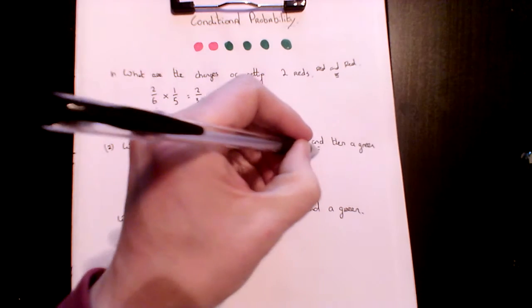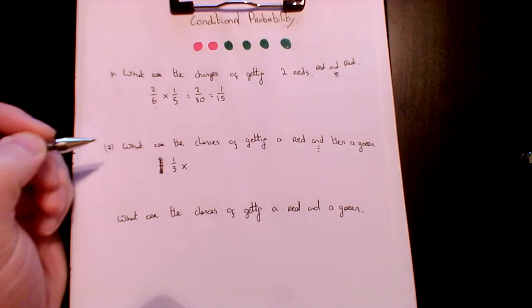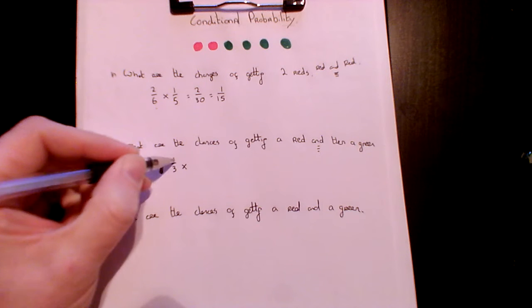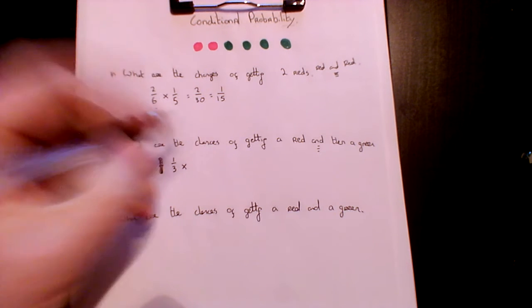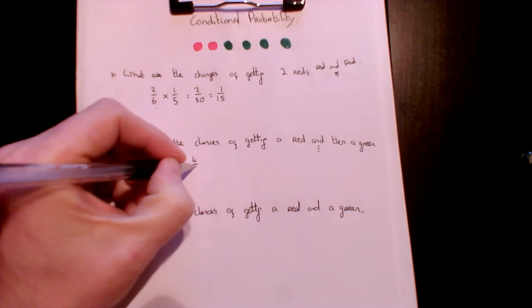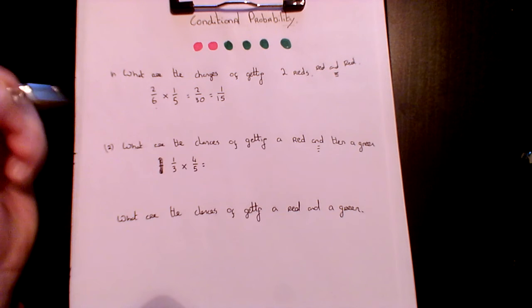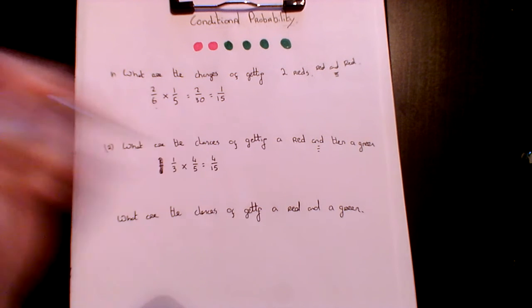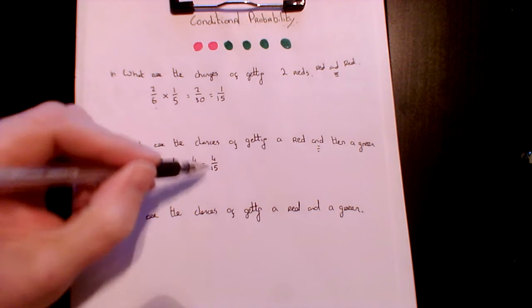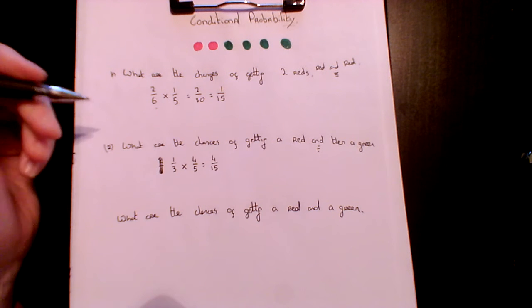So a red and then a green. Now remember, we must have got the red first. So now we have 5 left, and our chances of getting green are 4 out of that 5. So the chance of getting a red and then a green is 4 out of 15.